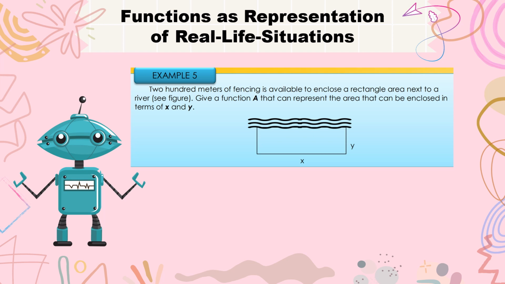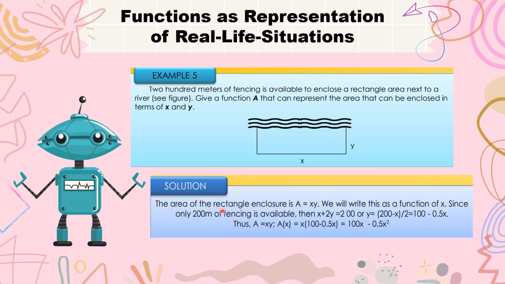So let's have another example. 200 meters of fencing is available to enclose a rectangular area next to a river. So let's see the figure. This is the river and this is the 200-meter fencing. Give a function A that can represent the area that can be enclosed in terms of X and Y. So our function is A.